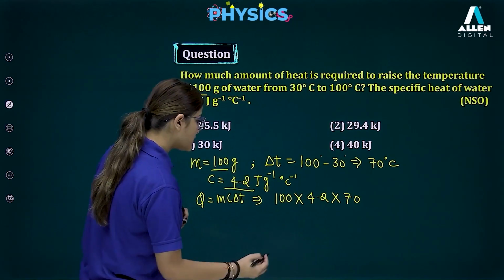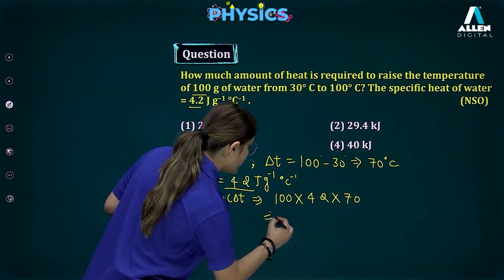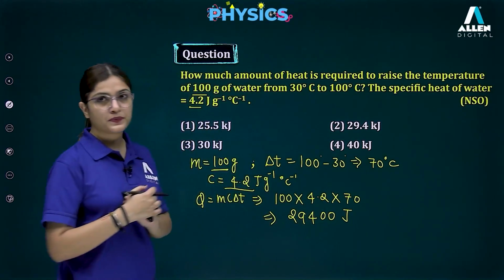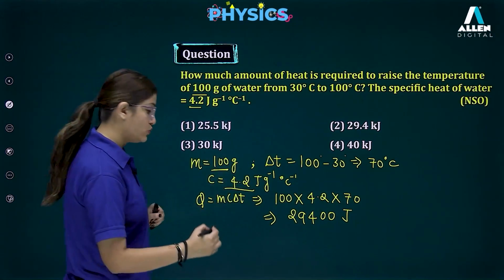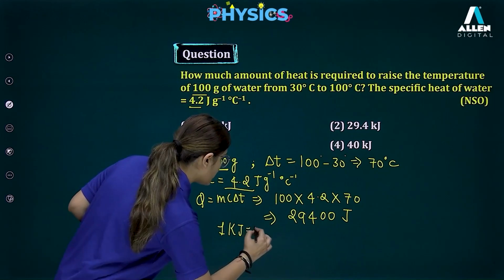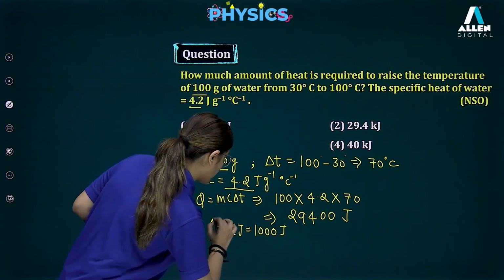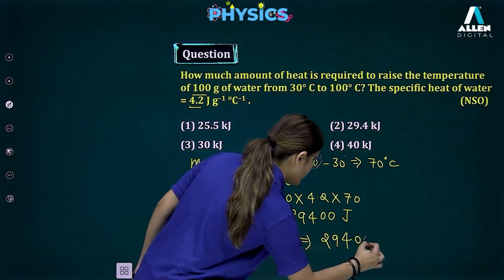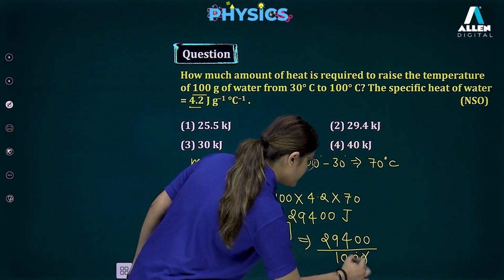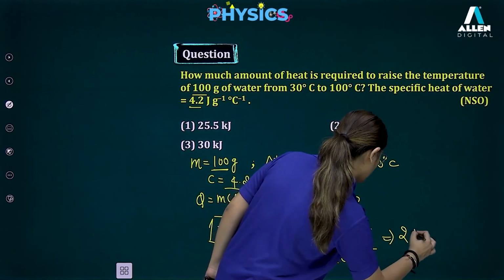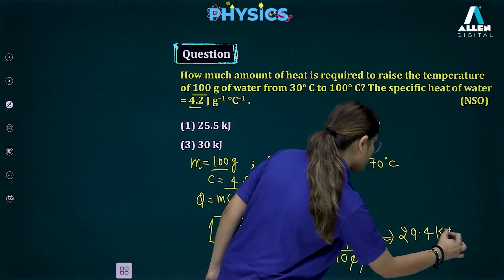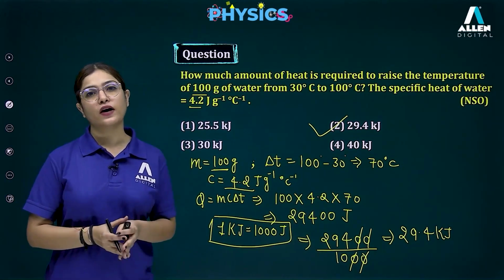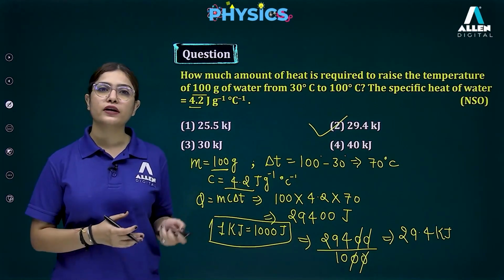So on solving this, we find that it is 29400 joule. Now we will convert joule into kilojoule. We all know that 1 kilojoule is equal to 1000 joule. So now what we have to do is 29400 divided by 1000. In short, 29.4 kilojoule, and let's tick option number 2. Option number 2 is the correct answer to our question. Now, let's move on to the next one.